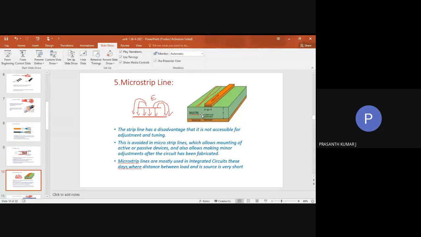From this microstrip line, we got the microstrip antenna. All wireless devices are using microstrip antennas, which come from this microstrip line. So what is the construction of this microstrip line? Top and bottom, we have two conductors, and in between a dielectric material. The width of the conductor and the thickness of the dielectric material can be varied. If you want to change the output parameters, you can make changes in the construction.